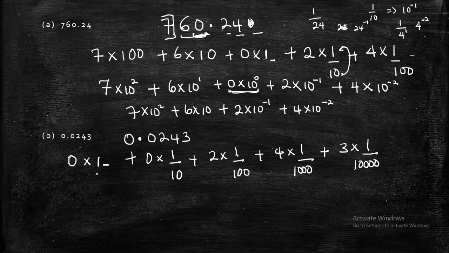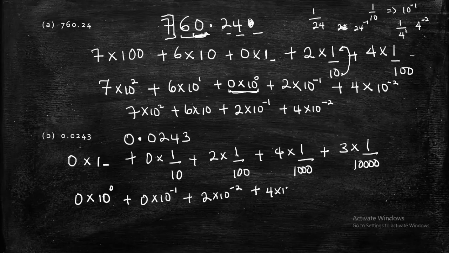So now we are going to write it down again and say 0 times 10 raised to power 0 plus 0 times 10 raised to power minus 1 plus 2 times 10 raised to power minus 2 plus 4 times 10 raised to power minus 3, because we have 3 zeros, we have 2 zeros here, we have 1 zero here, 2 zeros minus 2, 3 zeros minus 3, plus 3 times 10 raised to power minus 4 because of 4 zeros. So this is the expanded notation form.